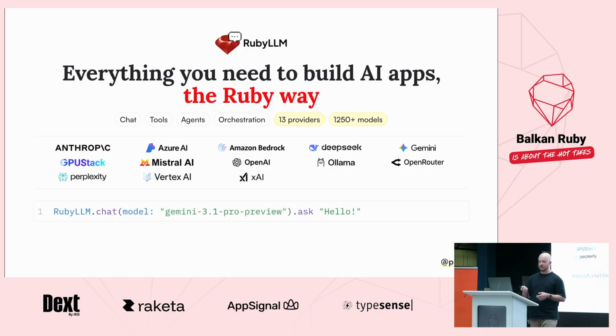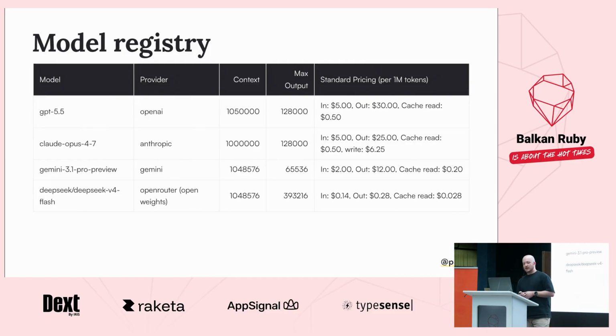You want Gemini, you just do it that way. And you want to have the same model from a different provider, like OpenRouter, for example? You just pass the provider. Same thing with Ollama. Now, this was the start of RubyLLM.